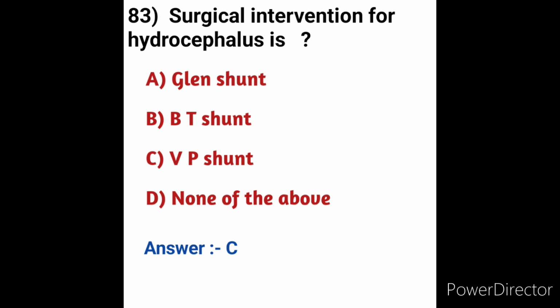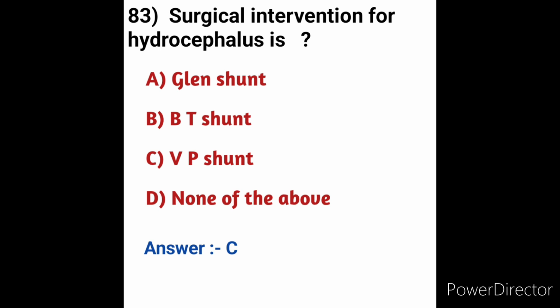A VP shunt is a cerebral shunt that drains excess cerebrospinal fluid when there is an obstruction in the normal outflow. Cerebral shunts are used to treat hydrocephalus. So here option C is the correct answer. VP shunt. VP shunt means ventriculoperitoneal shunt.